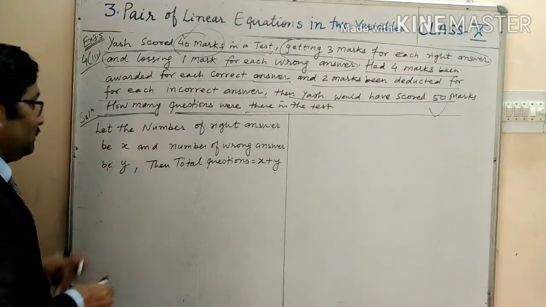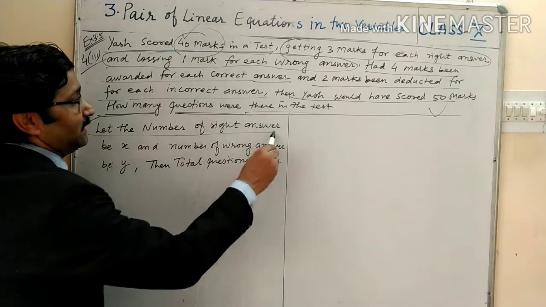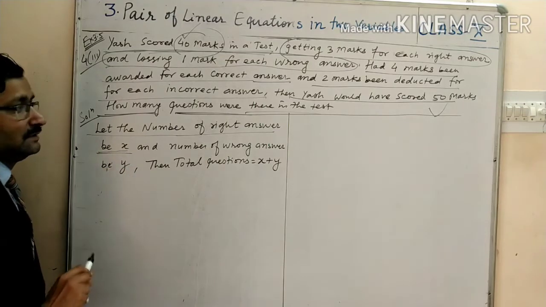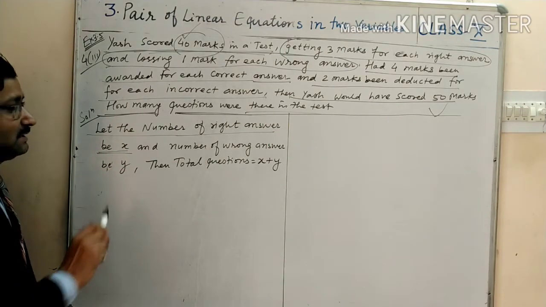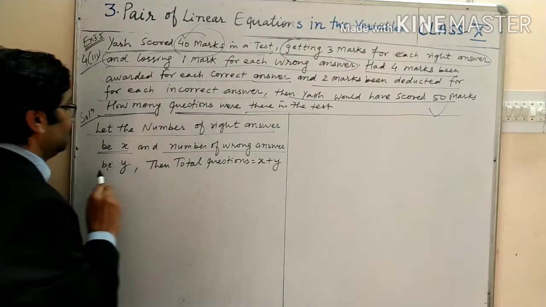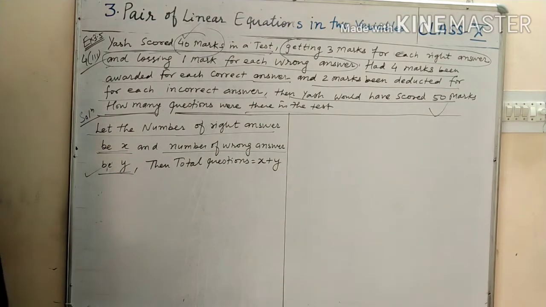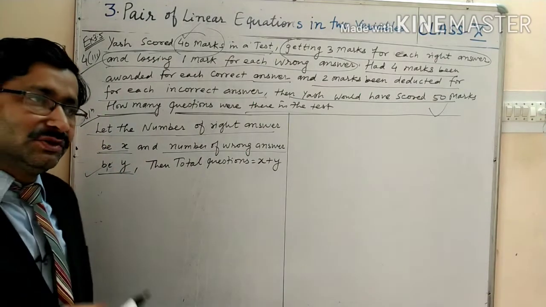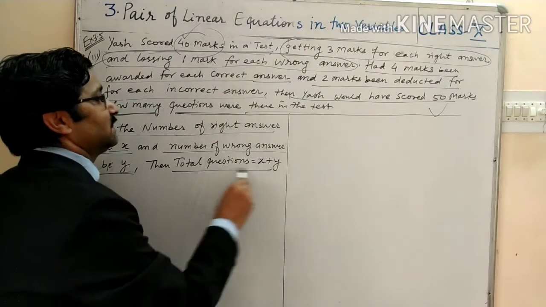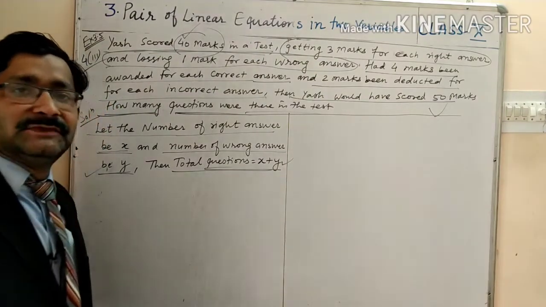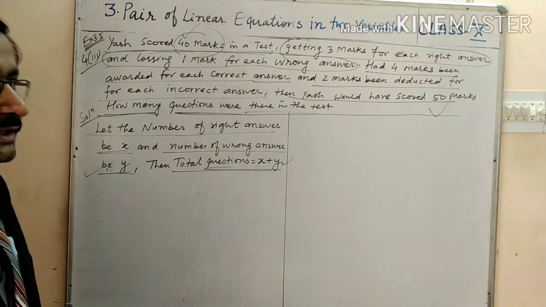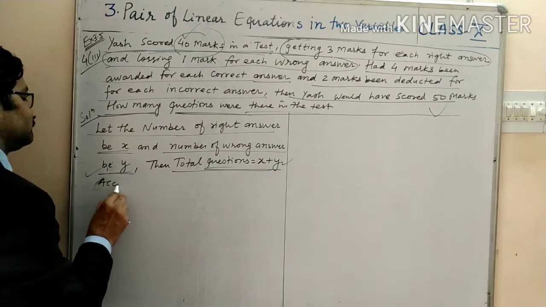Look here, let the number of right answers be x. Right answers he gave, that is x, and the number of wrong answers be y. That means the questions he answered wrongly are y in number. So how many total questions are there? Total questions are x plus y.